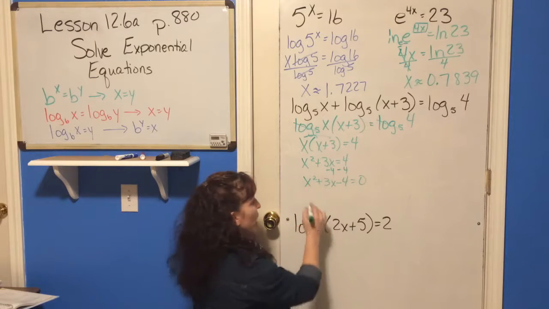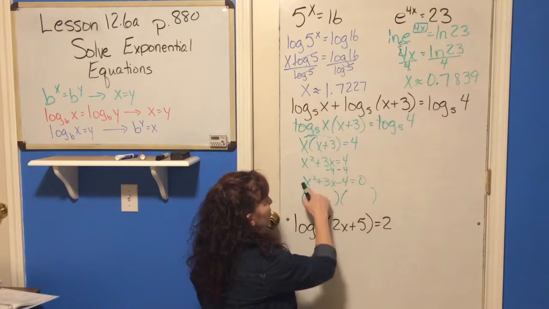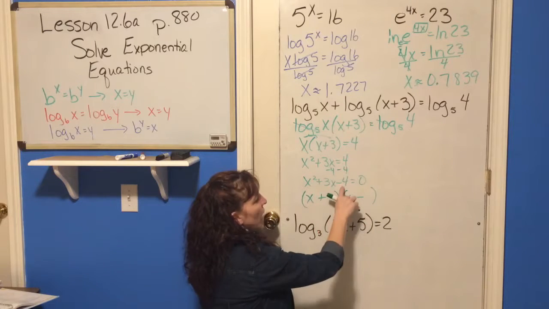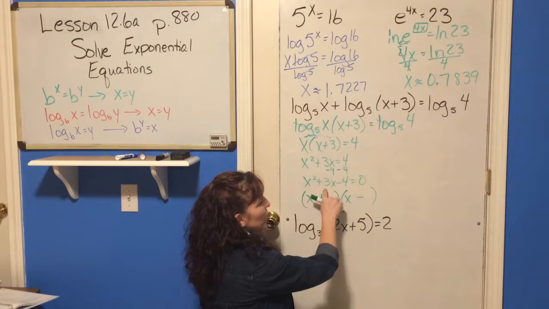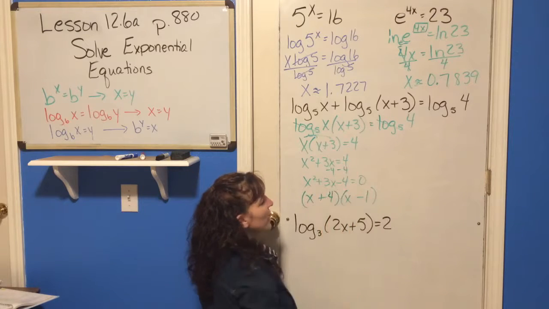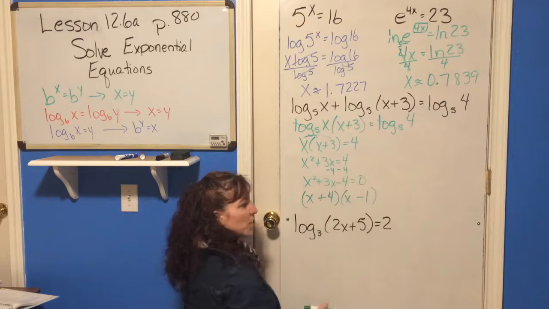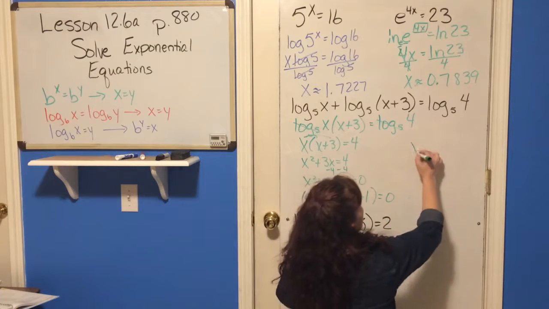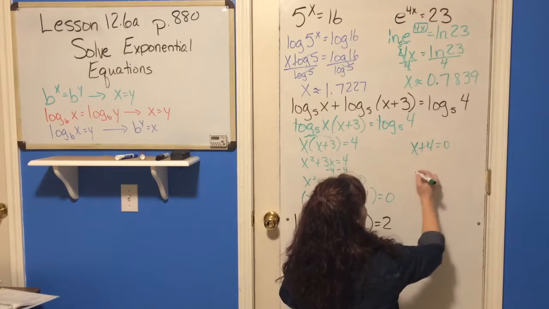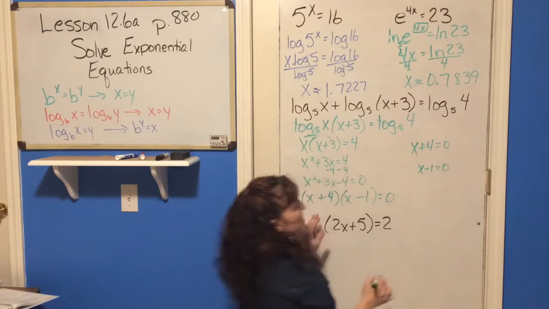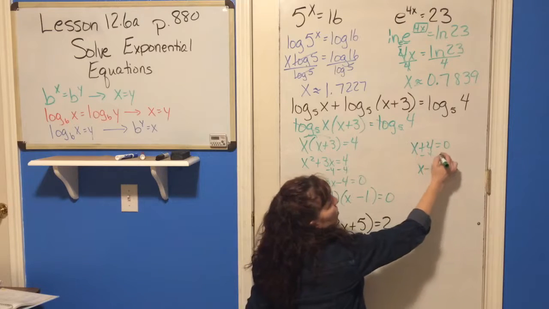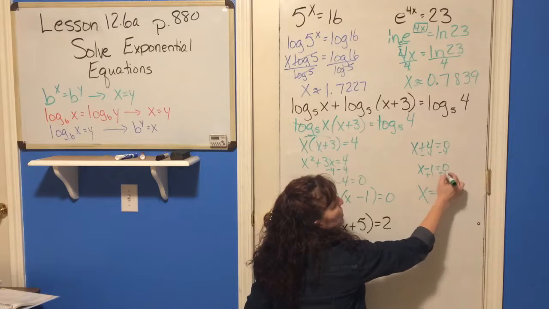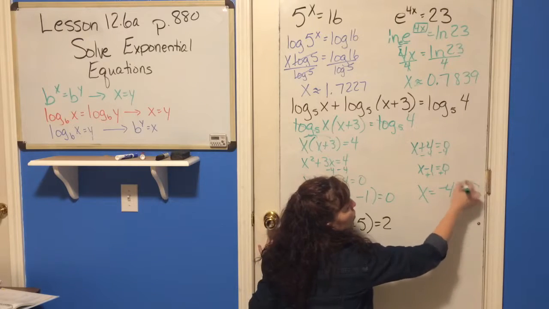Now we've got a trinomial, so factor it. X times x is x squared. The signs are different. I want to multiply to get 4 and add to get 3. So 4 times 1 is 4, and 4 minus 1 is 3. So that all equals 0. One or the other of them has to be equal to 0. So x plus 4 equals 0, or x minus 1 equals 0. Subtract 4 from both sides, so x equals negative 4. Add 1 to both sides. Negative 4 or 1.